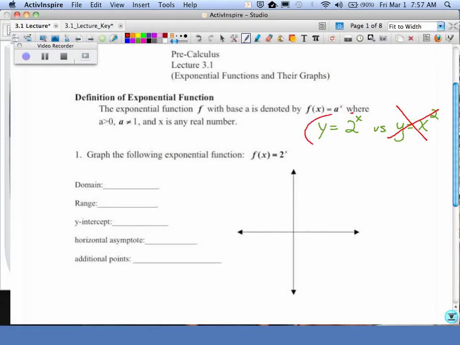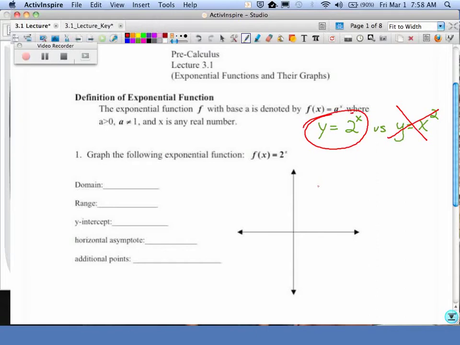The exponential function is where the variable is your exponent. As x increases, you're raising a base, in this case a base of 2, to a larger and larger and larger power. Now as exponents get larger and larger, the number is growing, and it's growing at a fast rate.